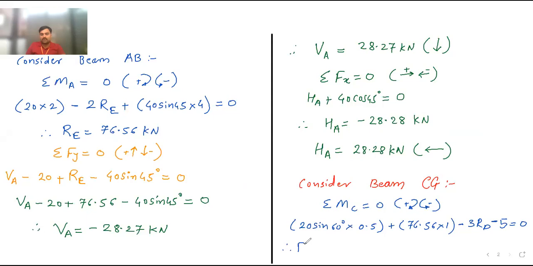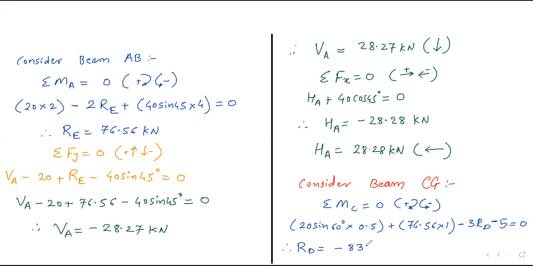Therefore, RD is equal to, let me know the value of RD. Minus 83.55. Did you get the answer minus? Yes, sir. How does it come minus? It should be plus.